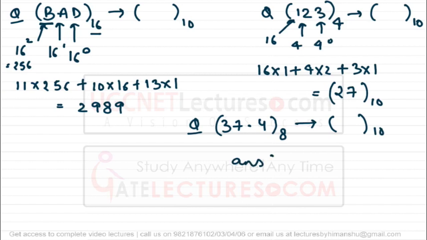Convert this on your own. See if you get the answer 31.5. This should be the answer. Just convert and check. Okay, so now we look at a shortcut. You can say this is a shortcut to convert a number from any number system to decimal.